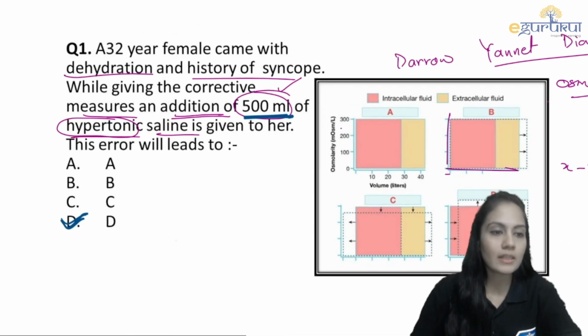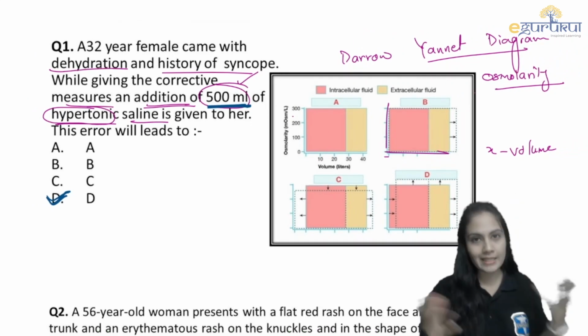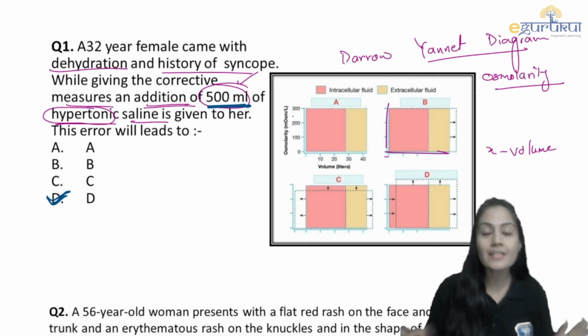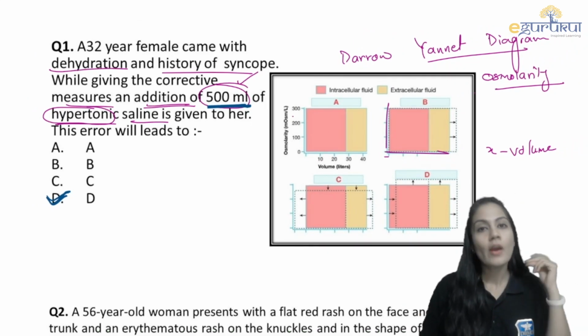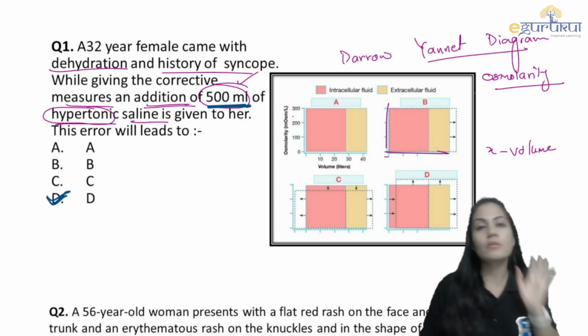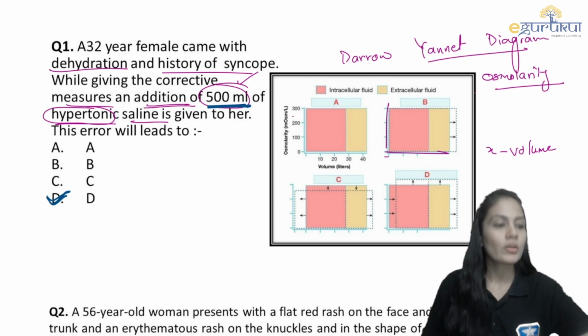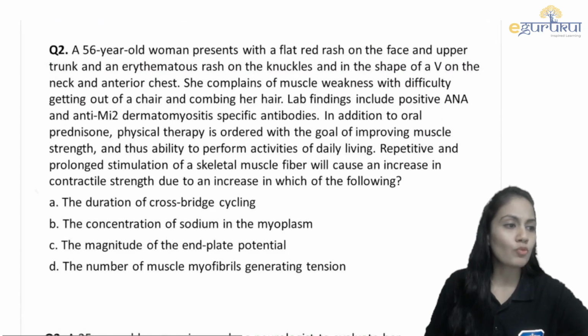If you know the concept of this Darrow diagram and osmolarity and volume, you can easily sort it out. Very, very easy. In the first go, you will get to know as soon as you look at the osmolarity. Okay, let's move on to the second question.